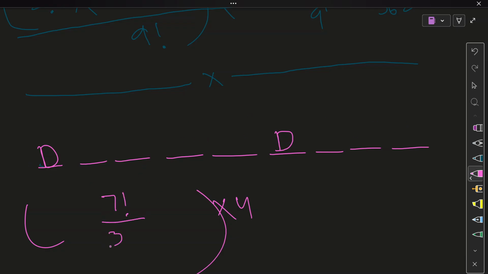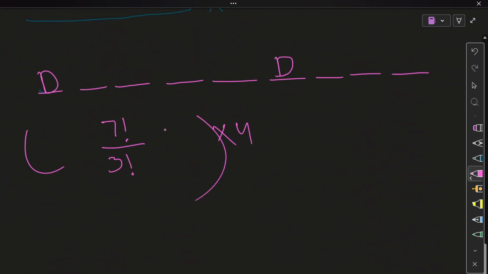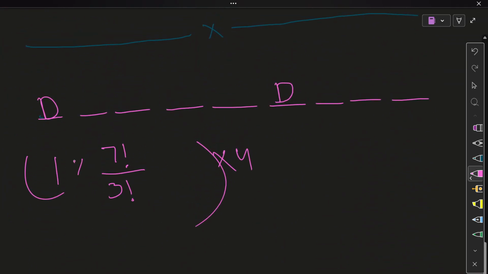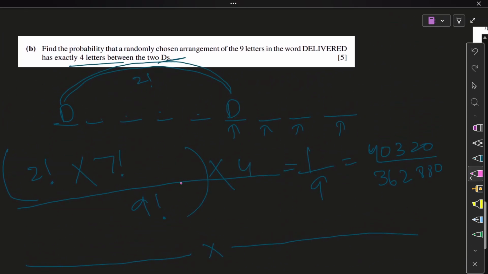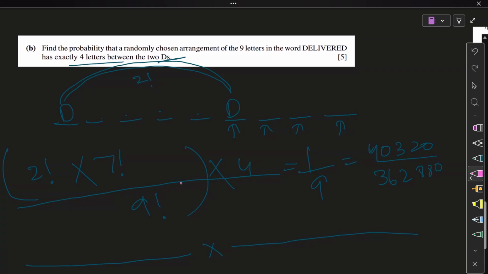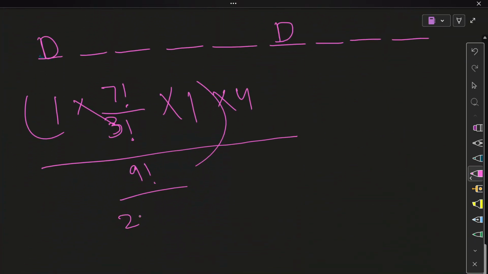Divide by 3 is being repeated, right? 3 is being repeated. 1 2 3. Okay, good enough. And these D's are fixed. So 1 into 1, just for fun sakes, right? So that's just the numerator. And the denominator is going to be 9 factorial divided by whatever repeats. What does repeat here? 2 D's and 3's. So 2 D's, 2 factorial, into 3 factorial.